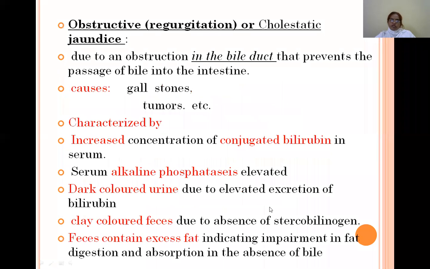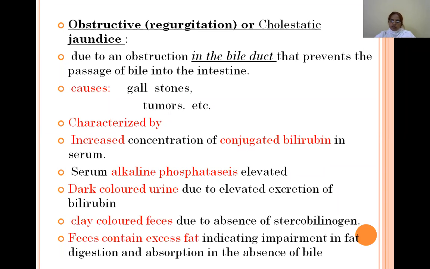Now obstructive jaundice, also called regurgitation or cholestatic jaundice; all are the same. This is mainly due to obstruction in the bile duct. The obstruction is caused mainly by formation of gallstones and tumors. In this condition, the concentration of conjugated bilirubin in serum increases.